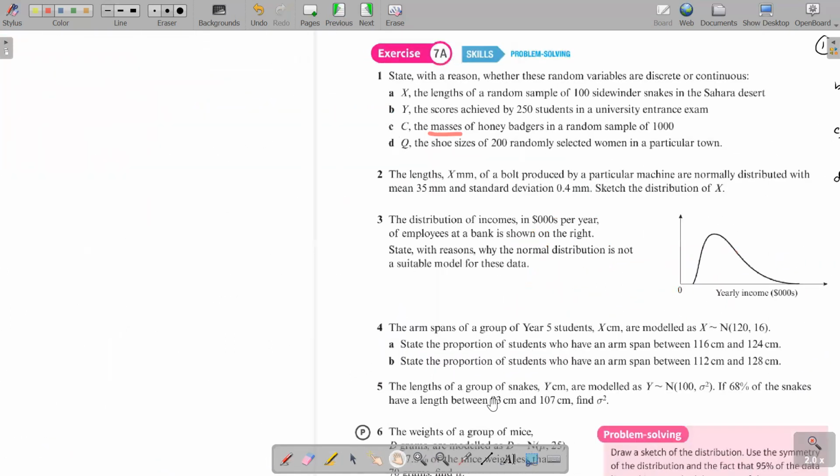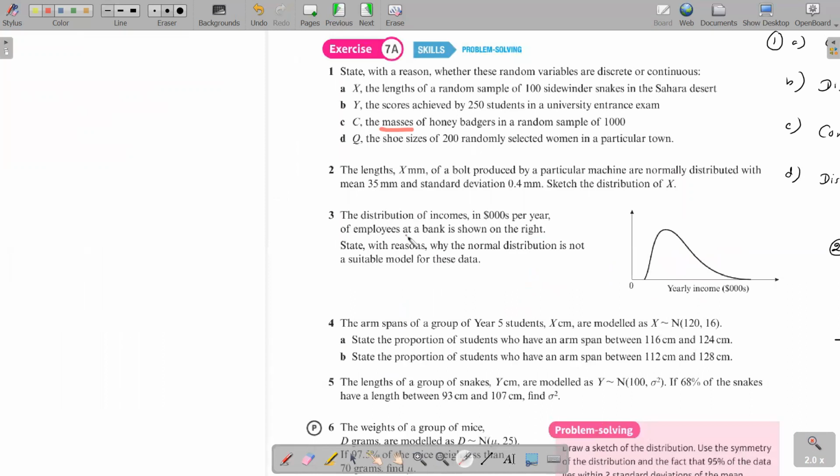Okay, we'll go to question number 3. They say the distribution of incomes in thousands of dollars per year of employees at a bank is shown on the right. State with reasons why the normal distribution is not a suitable model for this data. So why is the normal distribution not suitable? When you look at this graph, you can immediately see that a main feature is missing. What is it?